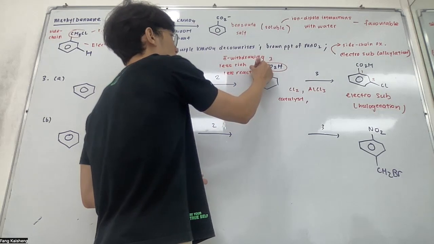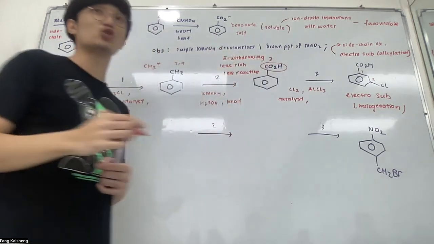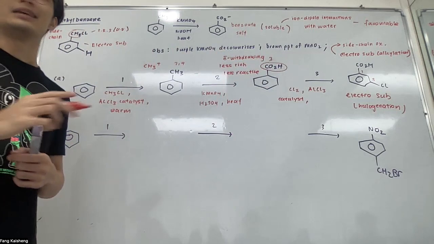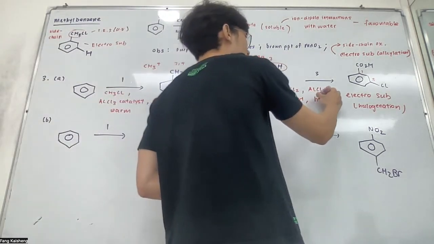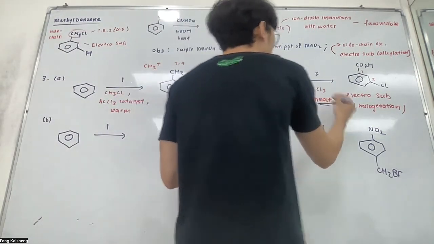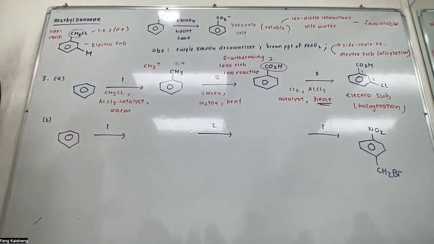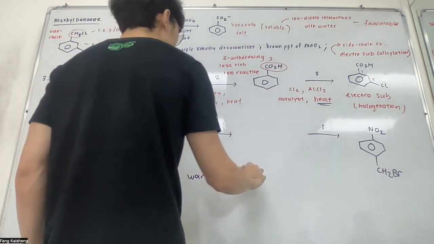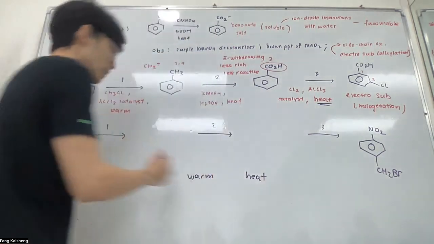Guys, if it's less reactive, your conditions have to be stronger or milder? Stronger. So what do you use here? Yes. Okay, so we're going to highlight this part. You notice I haven't gone through this yet. Okay, that's why this question is important. In other words, there are three different conditions. You have room temperature, you have warm, and then you have heat. Okay, it's a spectrum.